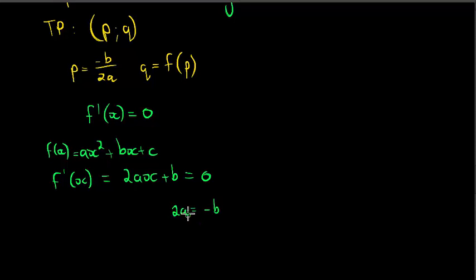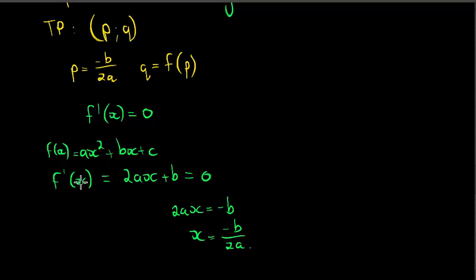2a is equal to negative b. Sorry, 2ax is equal to negative b. So x is equal to negative b over 2a. It always works. If you take your derivative equal to 0, you are finding the turning point. That's what you're doing when you make your derivative equal to 0.